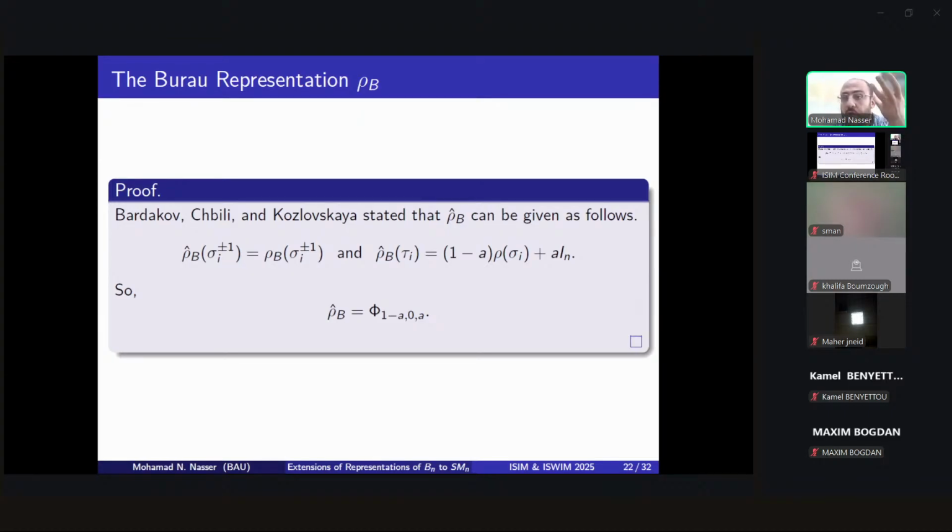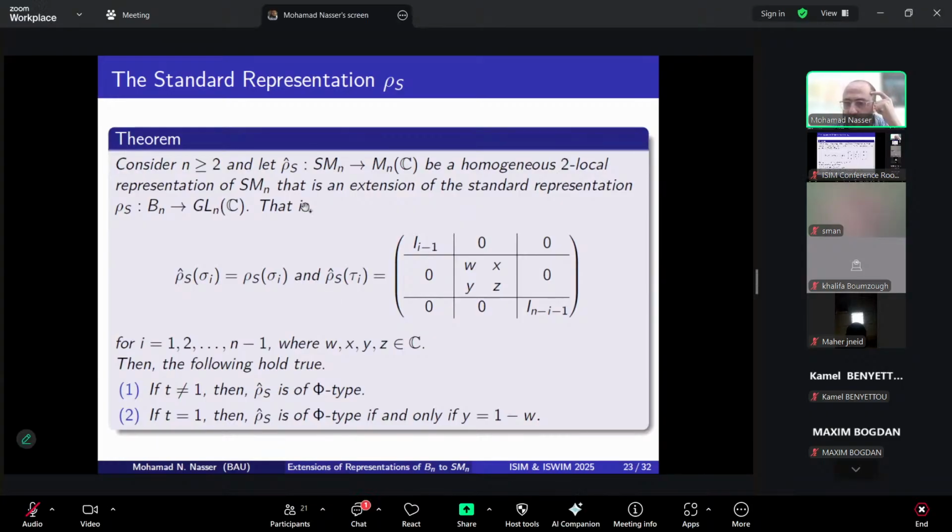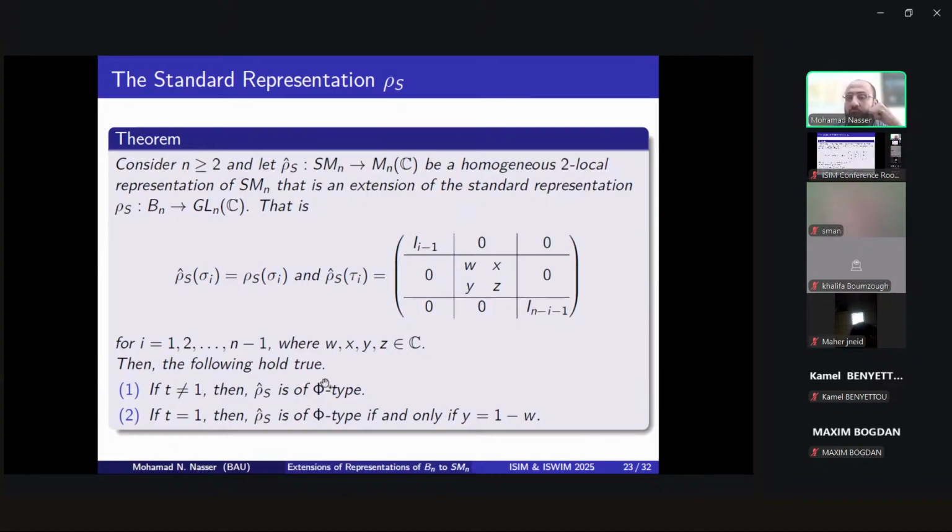I'm going to search now for other representations where we can distinguish between these 2 types of extensions. So I proved that for the standard representation rho_S, if t is not 1, its local extension is of phi type. While if t equals 1, then rho-hat_S is of phi type if and only if y equals o minus w. This means that there are some extensions that are local extensions but not phi-type extensions. So we have 2 types of extension which are different. Not every local extension is a phi-type extension.